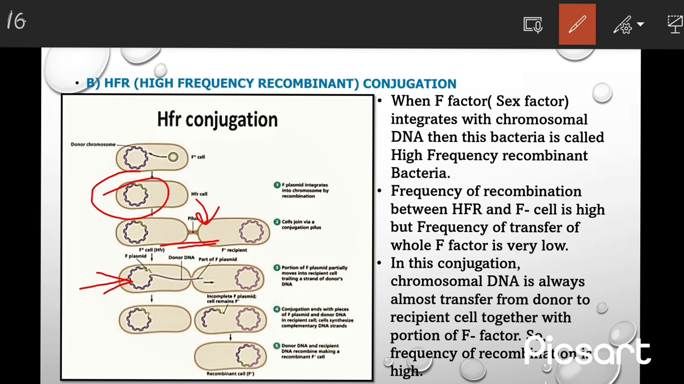And if you see, the frequency of recombination between HFR cell and F minus cell is high, but the frequency of transfer of whole F factor is low, because we know HFR is nothing but a small amount of F factor integrated into the host chromosomal DNA. Thus the frequency of transfer of whole F factor is low, and in this conjugation chromosomal DNA is almost always transferred, because you can see in this diagram all chromosomal DNA is getting transferred into the recipient cell, but not F factor. That's why recombination frequency of transfer of chromosomal DNA is high, but F factor is low.